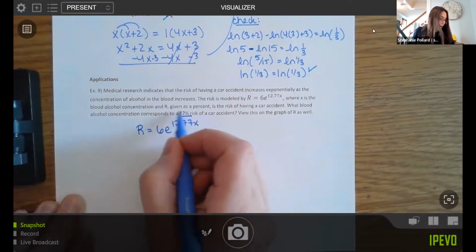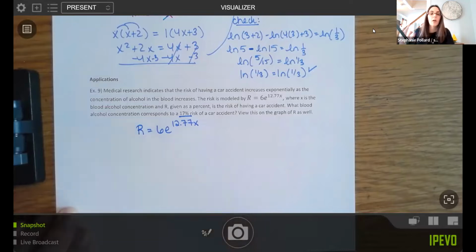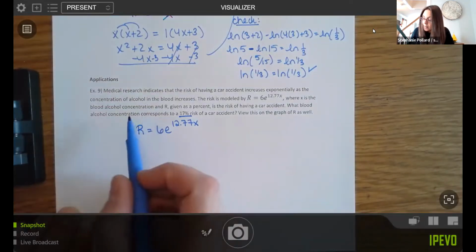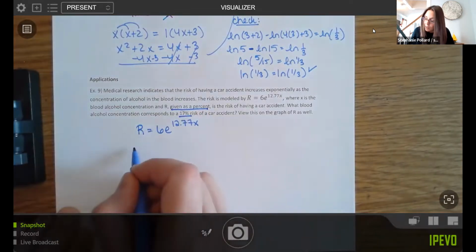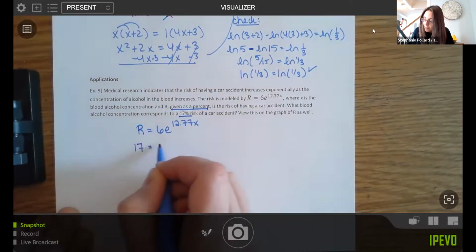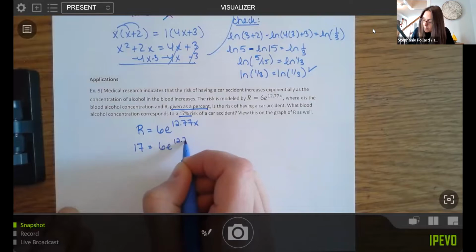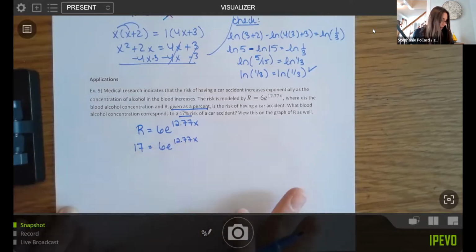So I'm looking for when R is 17. Now, typically we don't leave percents in percent form, but this one does say specifically that R is given as a percent. So in this particular formula, you would just use 17 here for the R. And now you're going to solve.